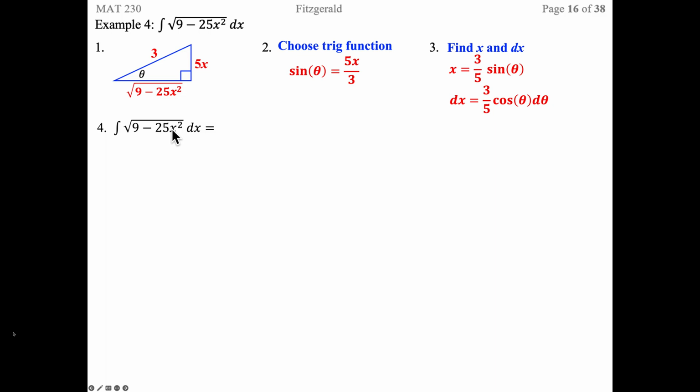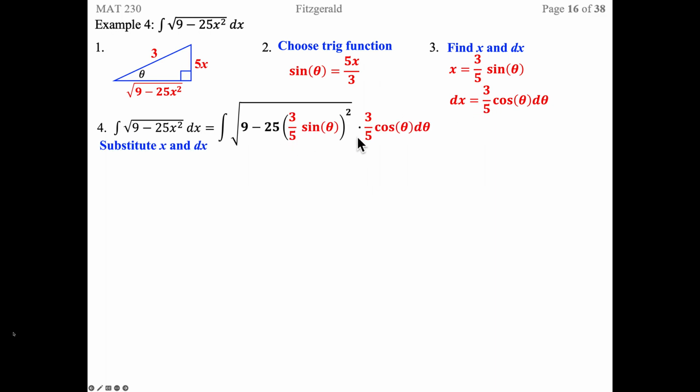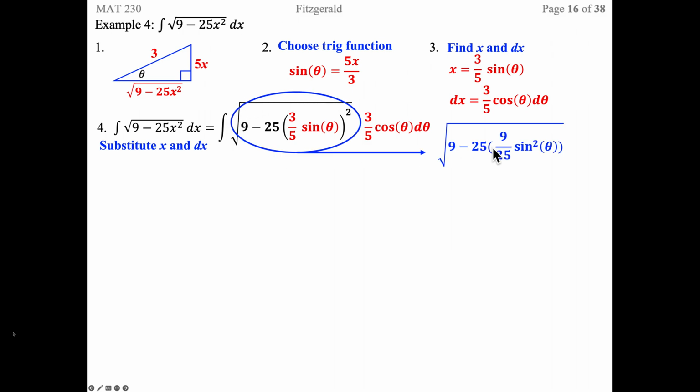Substitute it into the square root. So 3/5 sine theta goes right here for the x squared. Dx is 3/5 cosine theta d theta. Take the ugly square root, take it to the side, and simplify it. So squaring 3/5, that's now 9/25, which means those 25s cancel out. I factor out the 9. I'm left with 1 minus sine squared theta, which turns into cosine squared theta. And now, because I have 2 factors inside my square root that are perfect squares, I can take the square root of 9 and the square root of cosine squared theta to get 3 cosine theta.